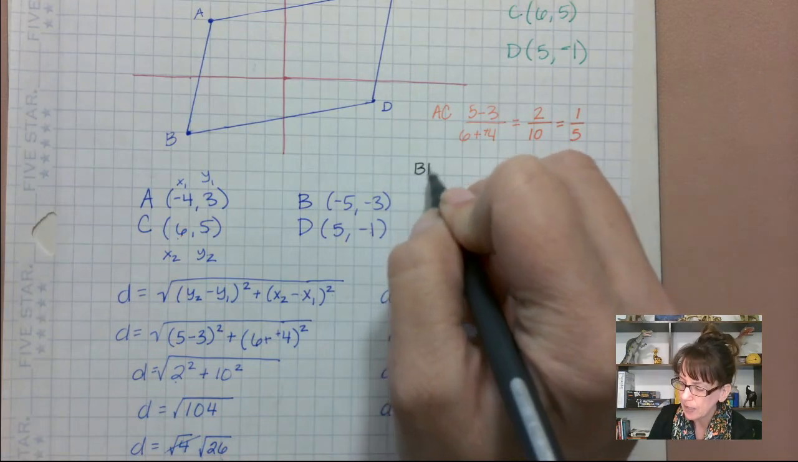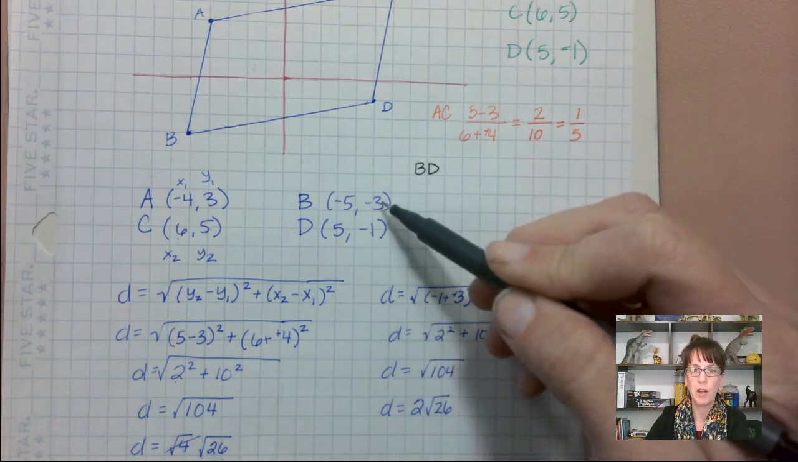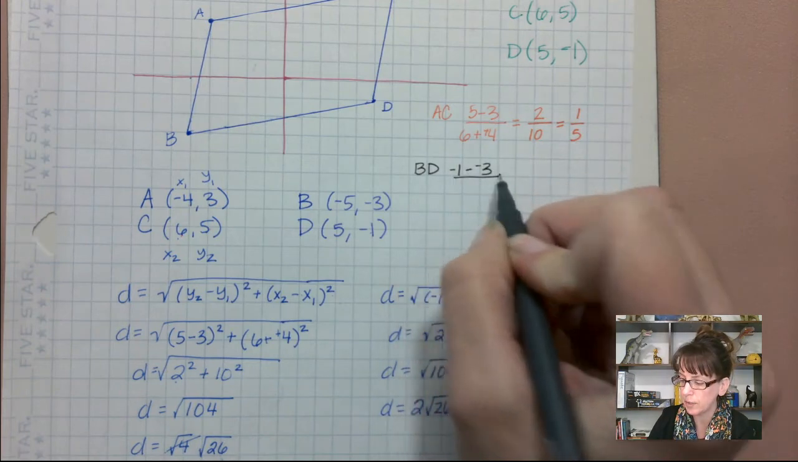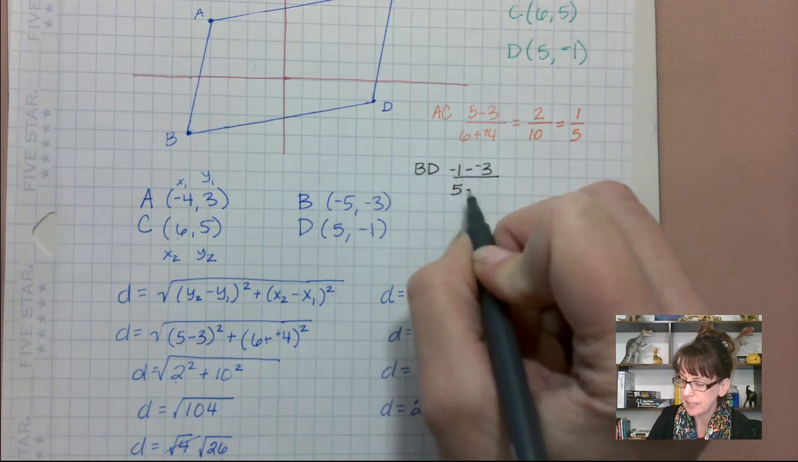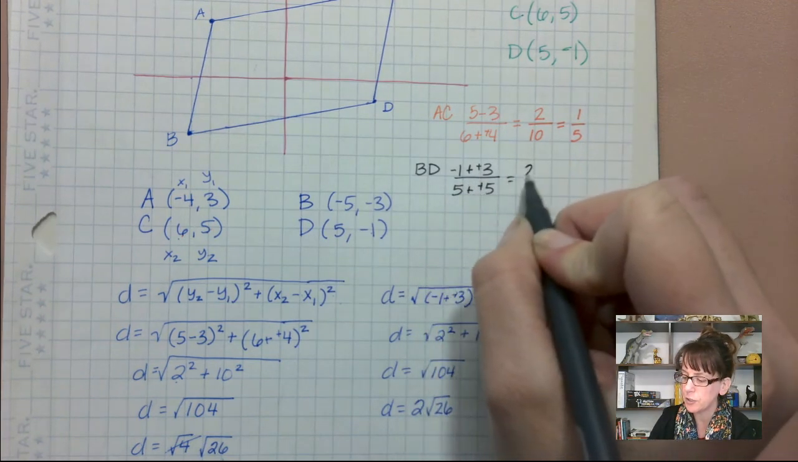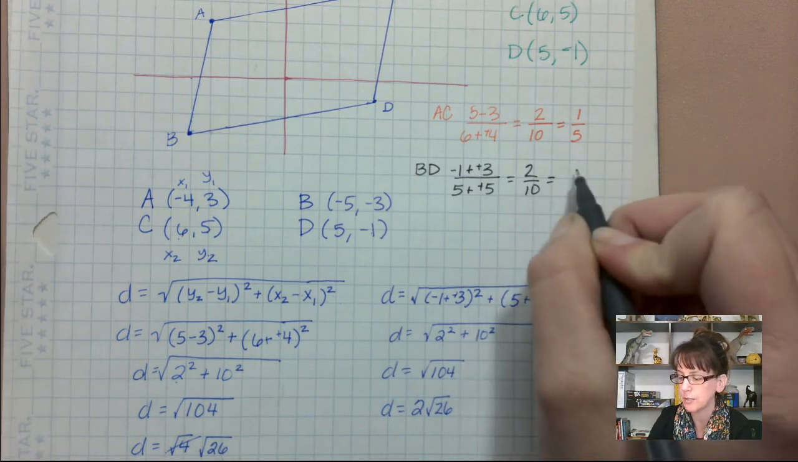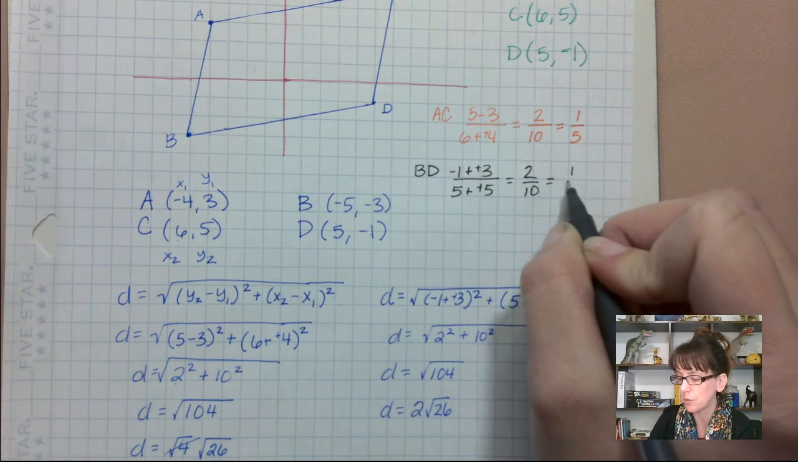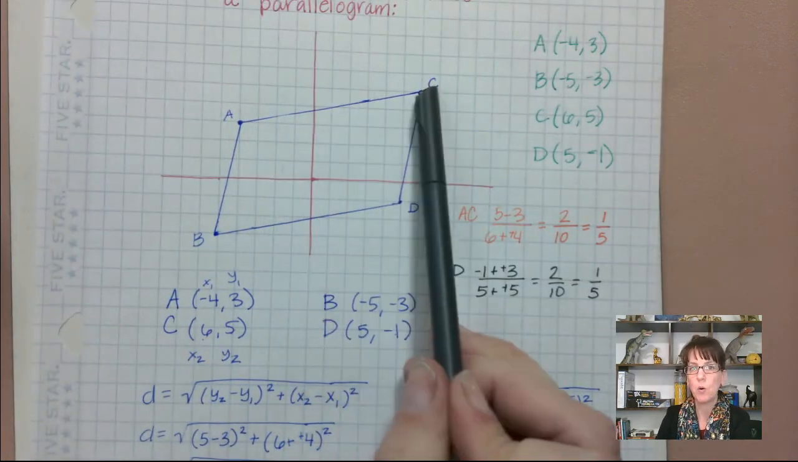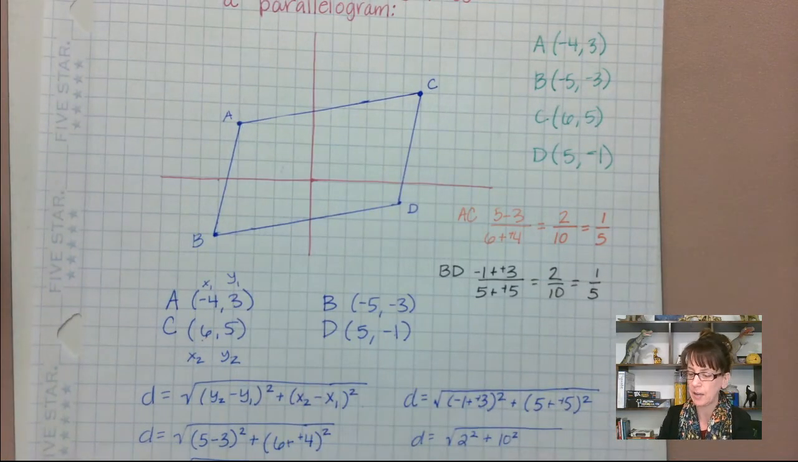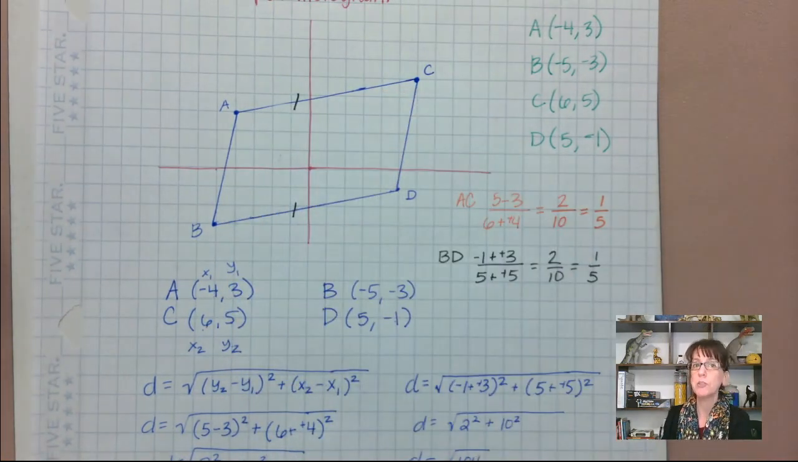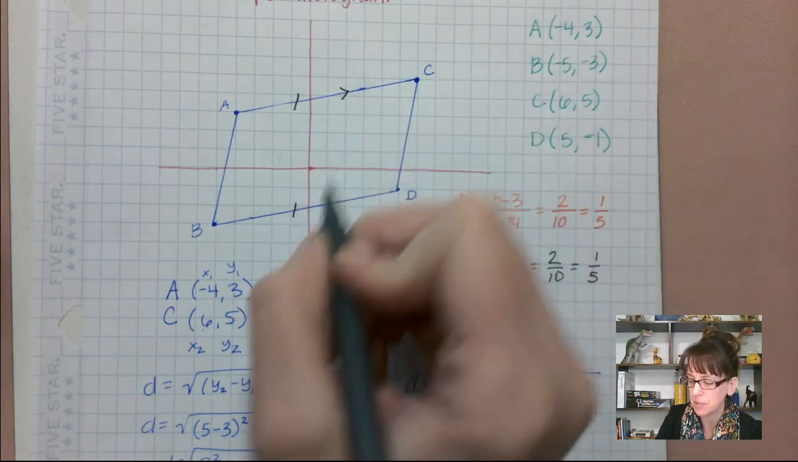Now for BD, again, we're going to find the difference in the y over the difference in the x. So we get negative 1 minus negative 3 over 5 minus negative 5. Add the opposite, I get 2 over 10, which again is starting to look familiar. That reduces to 1 over 5. So what I have done is proven that not only are these two lines, AC and BD, congruent, they are also parallel because they have the exact same slope.